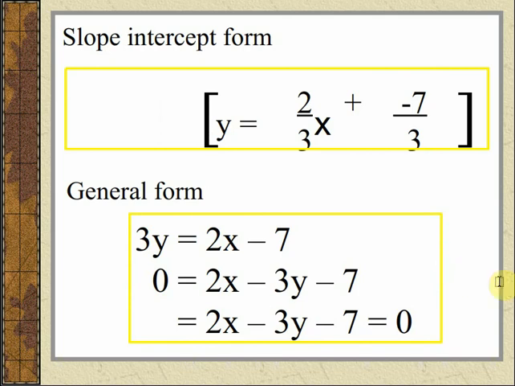So this is the general overview of the equation of a line. I hope you will understand this kind of question.